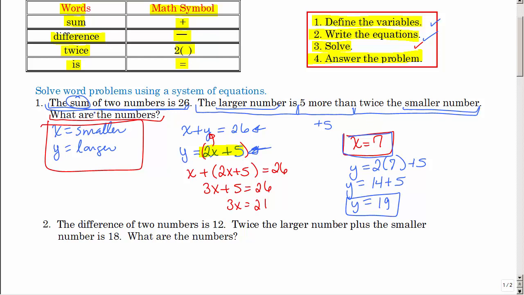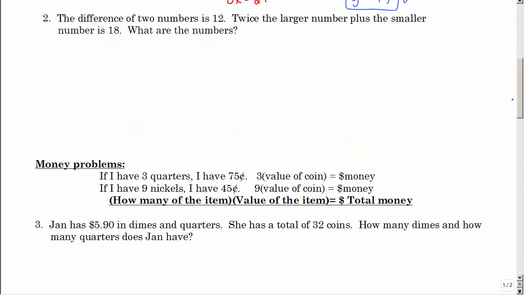You can kind of check. Their sum is 26. Add 7 and 19, I get 26. The larger number is 5 more than twice the smaller number. Those all check.